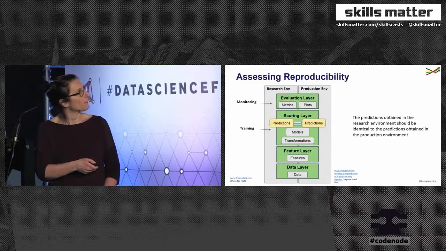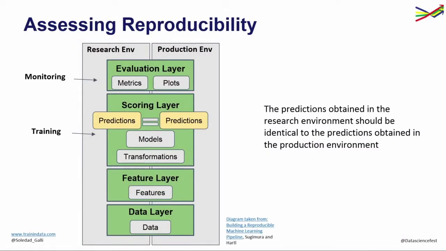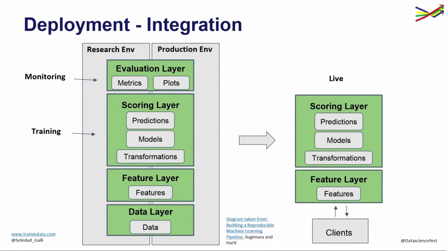We want to test that the predictions of the model that we train in the research environment match exactly the predictions that we get in the production environment. And at least if they don't match, we want to understand and be comfortable with the reason why they don't match. And once we are happy with this, that is when we actually push this pipeline into the live system so that we can start scoring our customers.